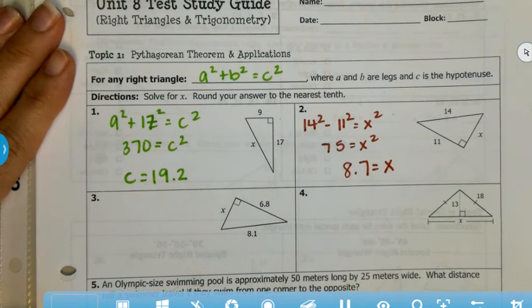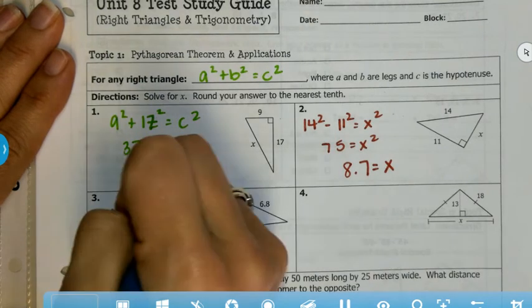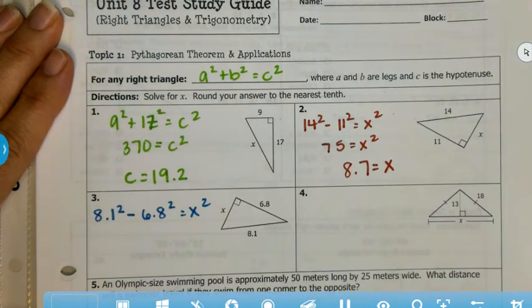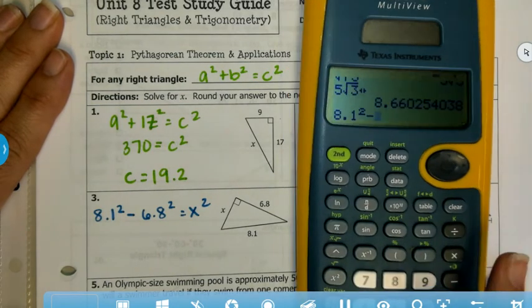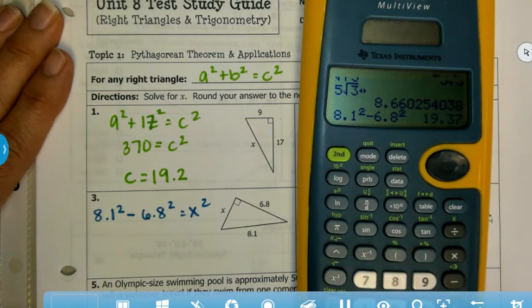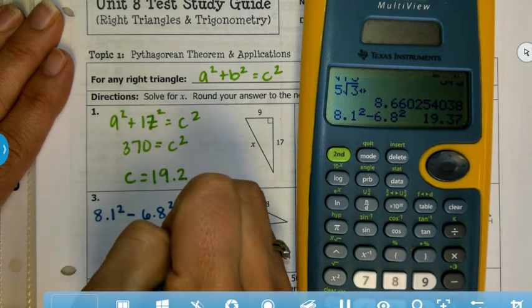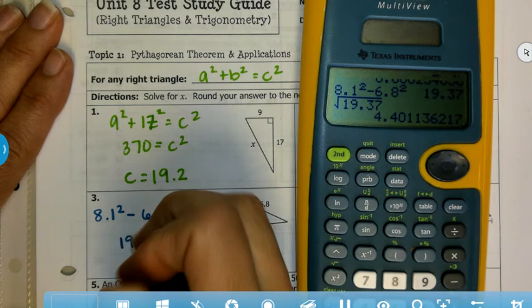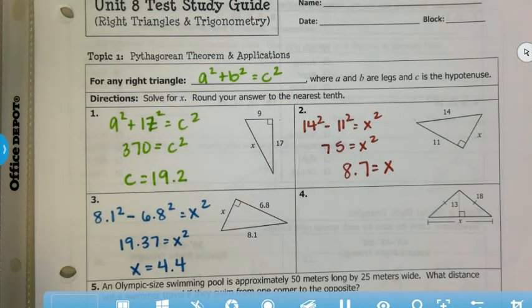So we're looking again for a short side, so we should subtract. So 8.1 squared minus 6.8 squared equals x squared. 8.1 squared minus 6.8 squared, so 19.37 equals x squared. Take the square root of that, and we get 4.4 equals x. And last is number 4.